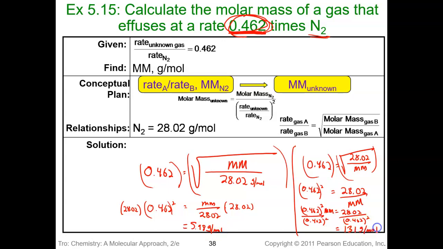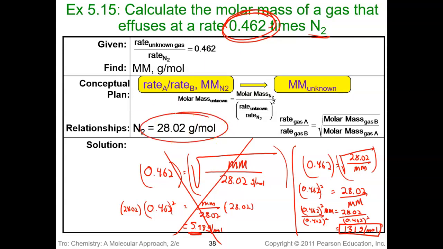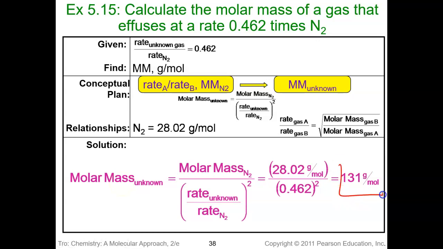So let's say you were unsure which one to do. It says here, this is 0.46 times. That means it's slower than nitrogen. If it's slower than nitrogen, the molar mass of this mystery gas must be bigger than nitrogen. This cannot be correct because that is smaller than nitrogen. This one must be the correct one because it is bigger than nitrogen. So if you're not sure whether it goes on the top or the bottom, you can just use logic and make sure, oh, I know my answer has to be bigger than 28.02, right? And indeed, it is. Our answer is bigger than nitrogen.